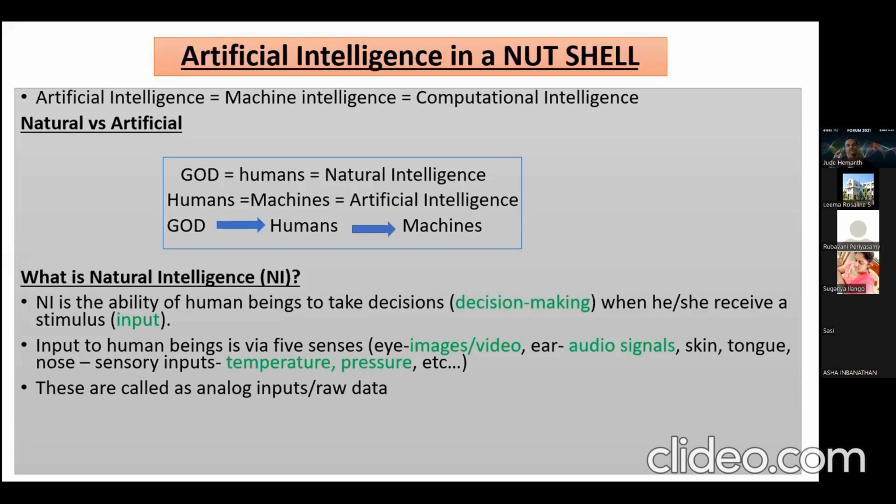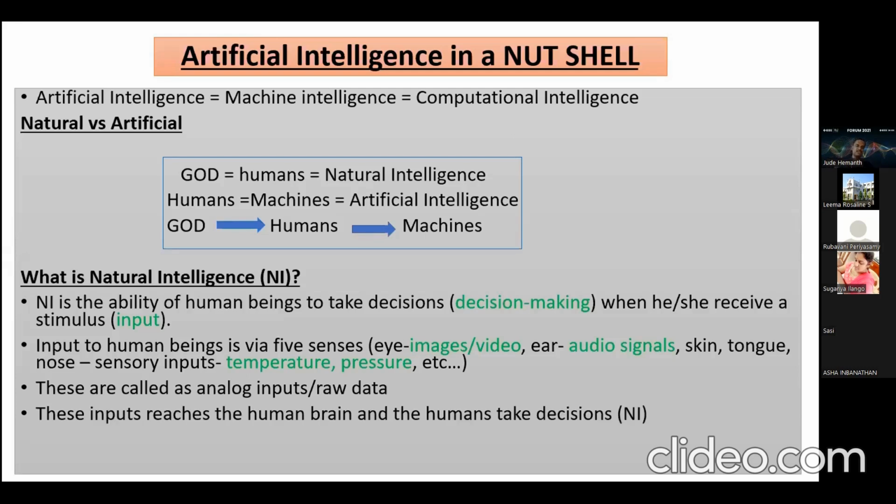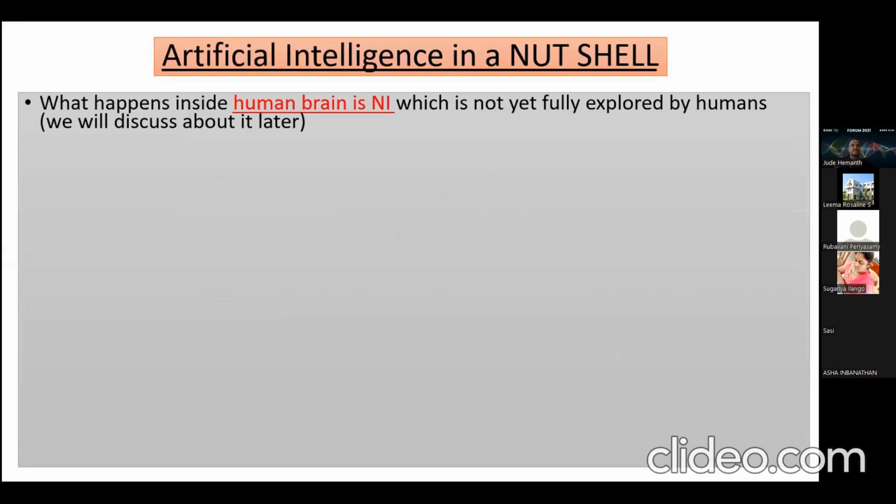Now, when I'm going to form an artificial human being, I need to supply this data and make the machine take a decision. Once I do that, after some years, automatically it will become self-independent and it will live in this world. This is the main objective of artificial intelligence.